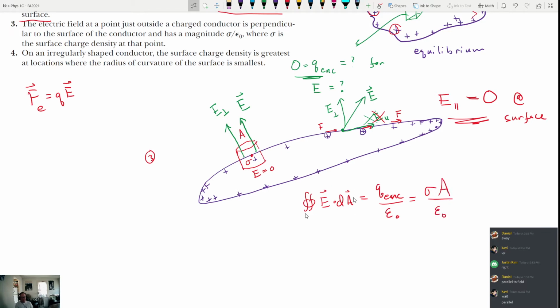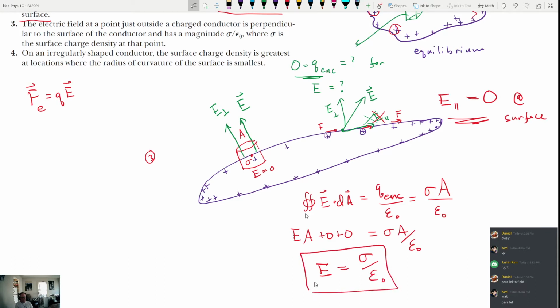And for E dot dA on the left-hand side here, what we're going to have is that across the top, you're going to get a flux of E times A. Across the bottom, you're going to get a flux of 0. And on the curved side, you're going to get a flux of 0. So we get this, and then it tells us that the size of the electric field after you cancel out these areas is equal to sigma over epsilon naught. It's basically the same solution that we got for the infinite plane, except that now it's a finite plane, and now sigma represents the surface charge density at that location.